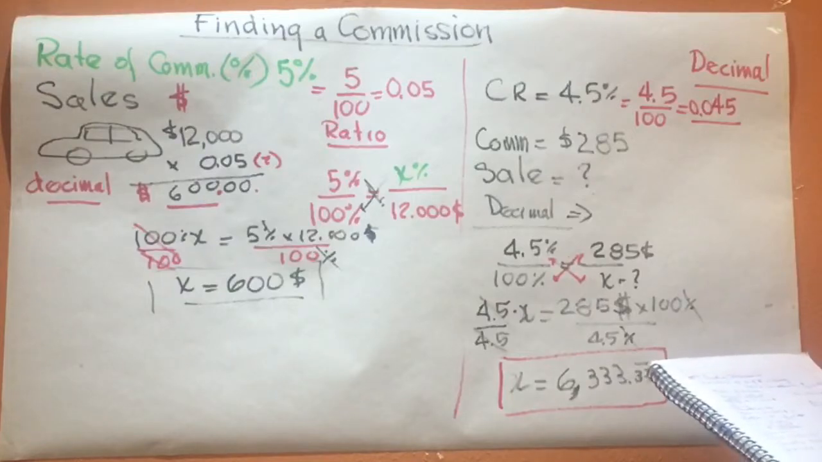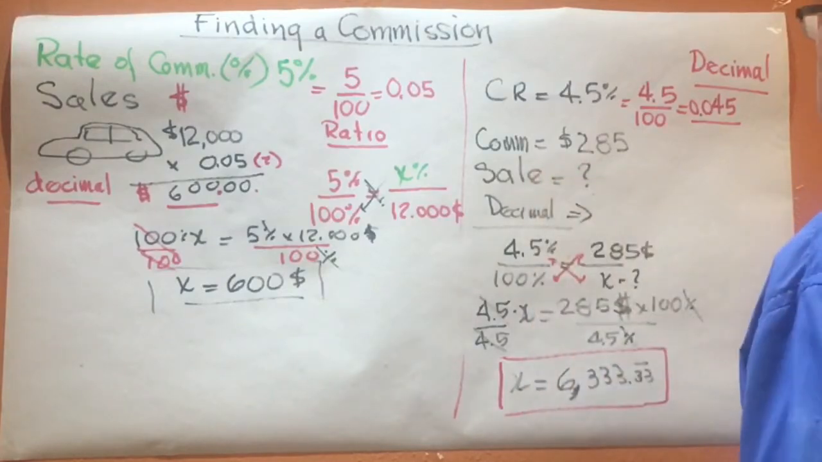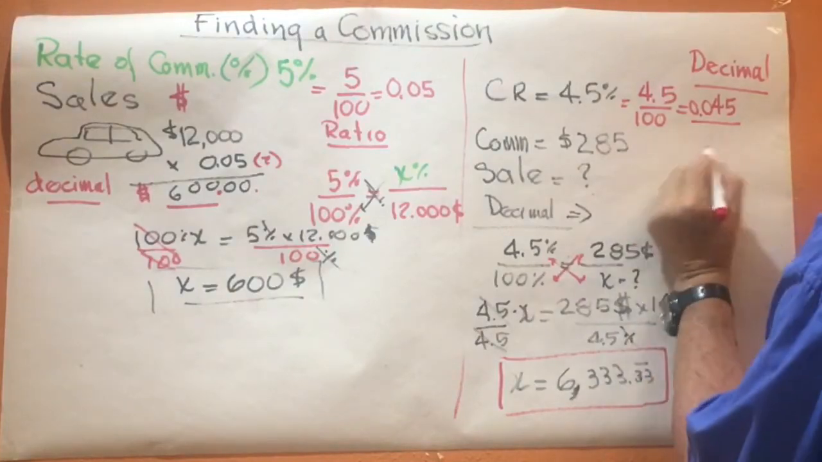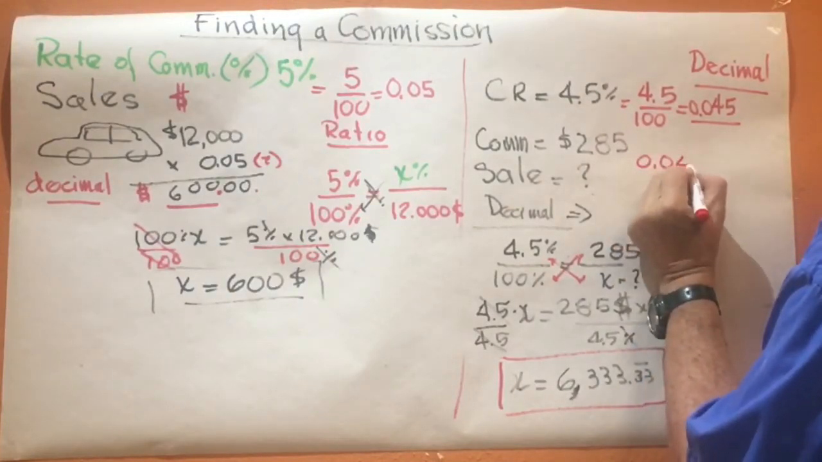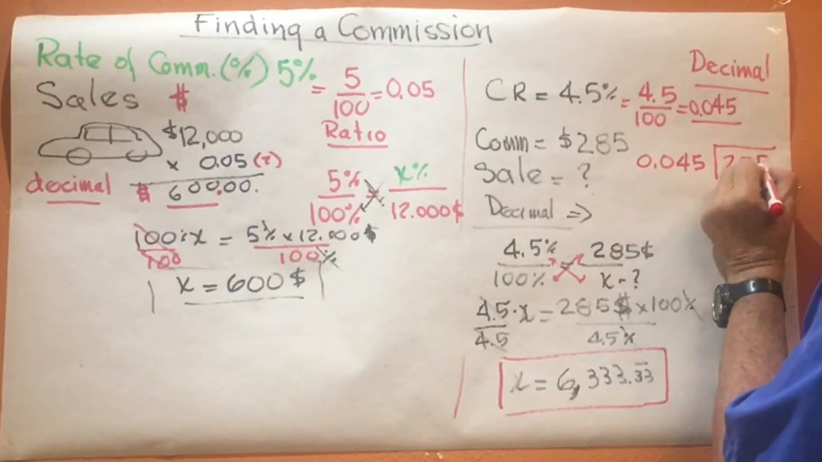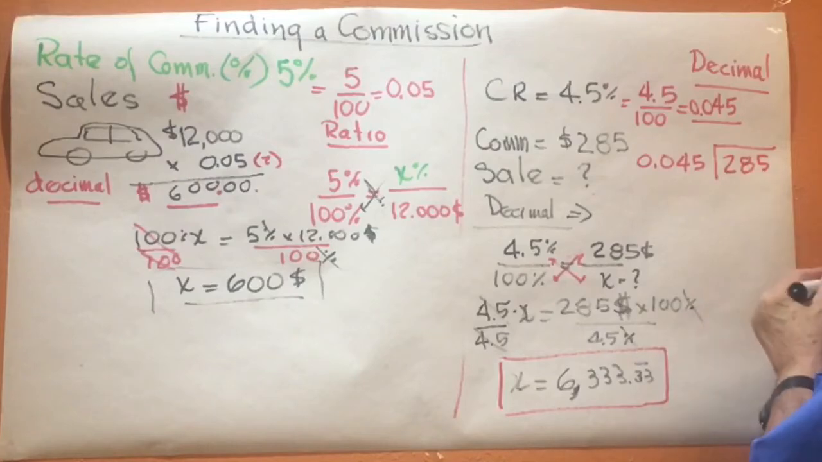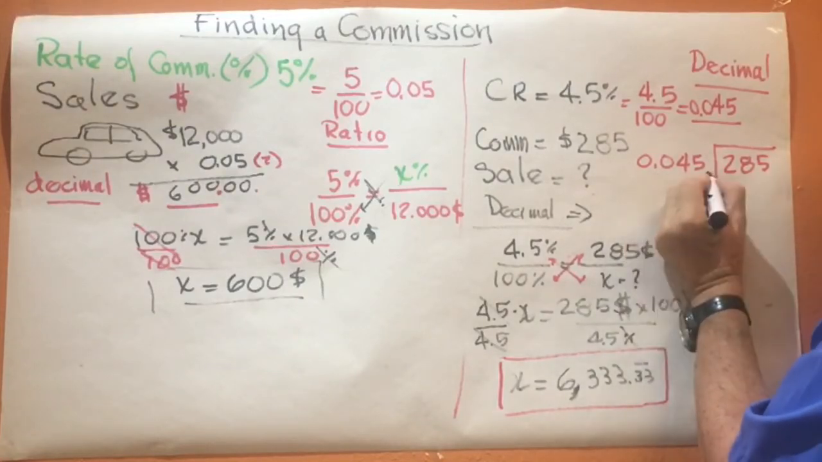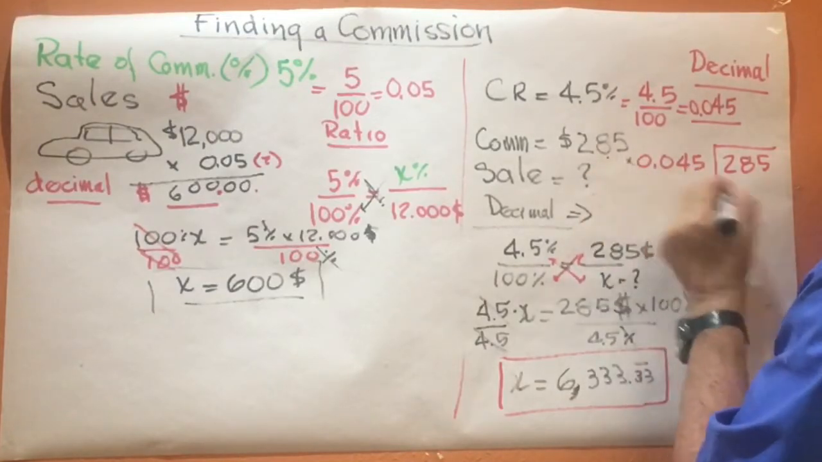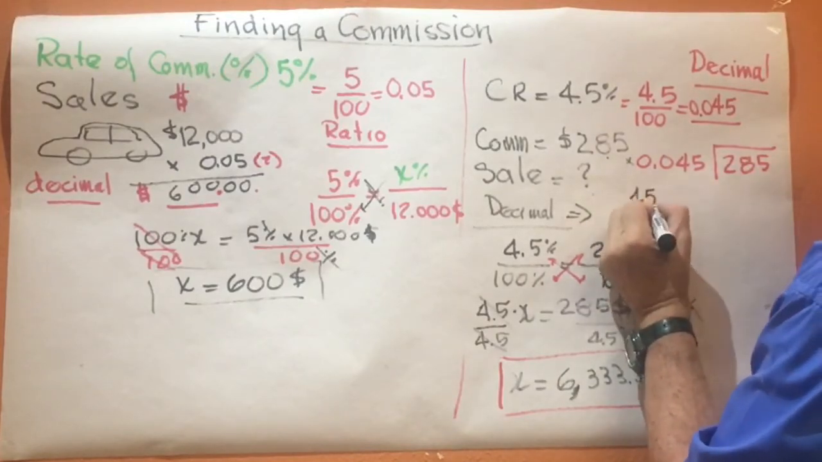All right? Well, how can I find the sale? The only thing I have to do is divide the amount of the commission I made by my rate of commission, 0.045. Once I set up this division, I have to change the divisor into a whole number. That means that I have to multiply this by 1,000, and I have to multiply this by 1,000 too. So finally what I will have will be 45 and 285,000.